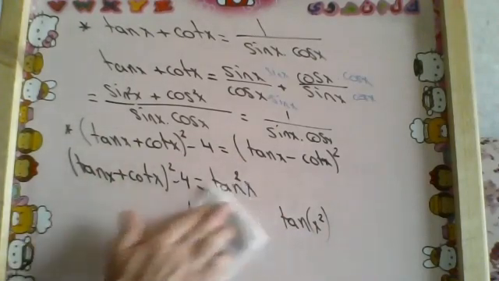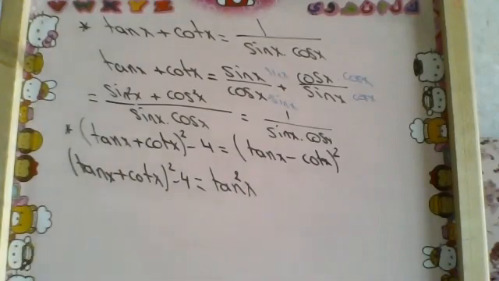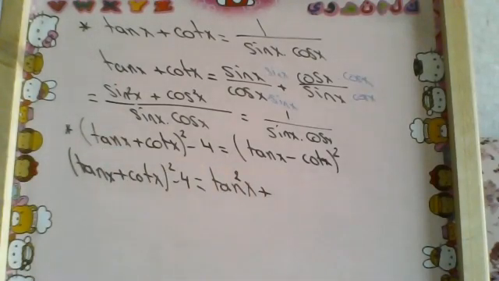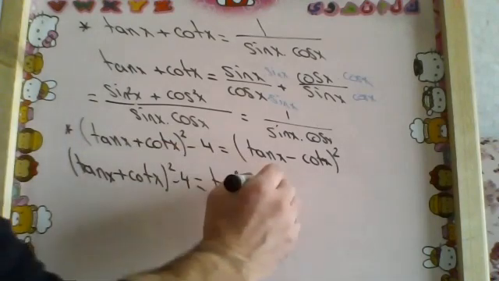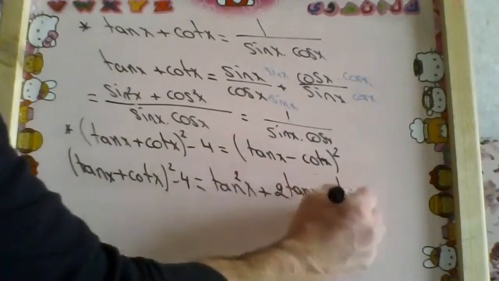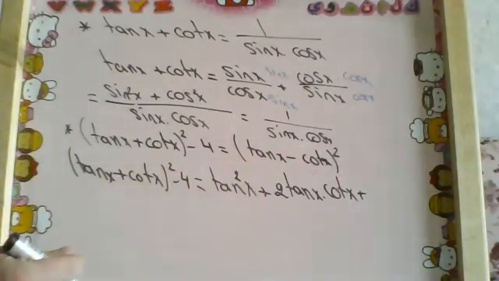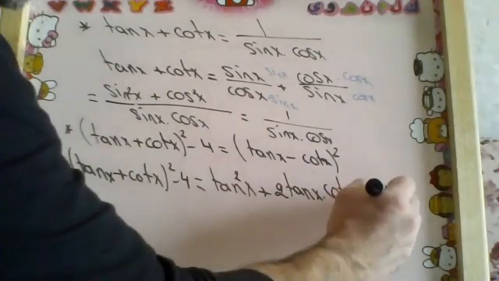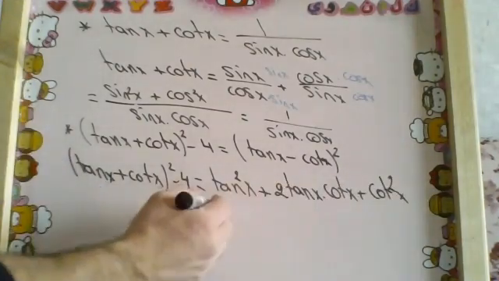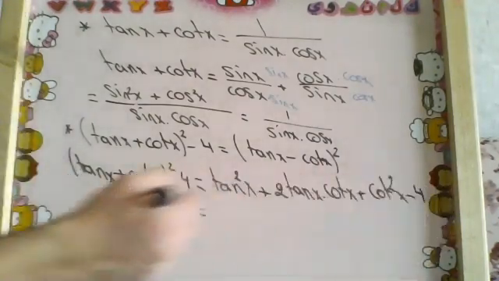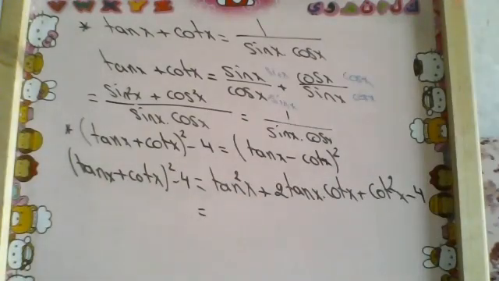Okay, continue. Tangent squared x plus 2 into tangent x and cotangent x, plus cotangent squared x. Good. How to simplify? Minus 4. Minus 4. Right.